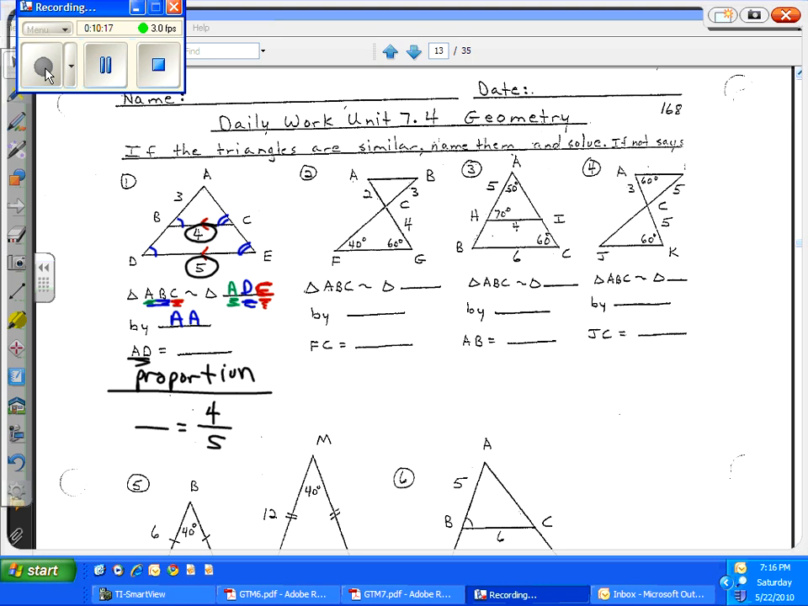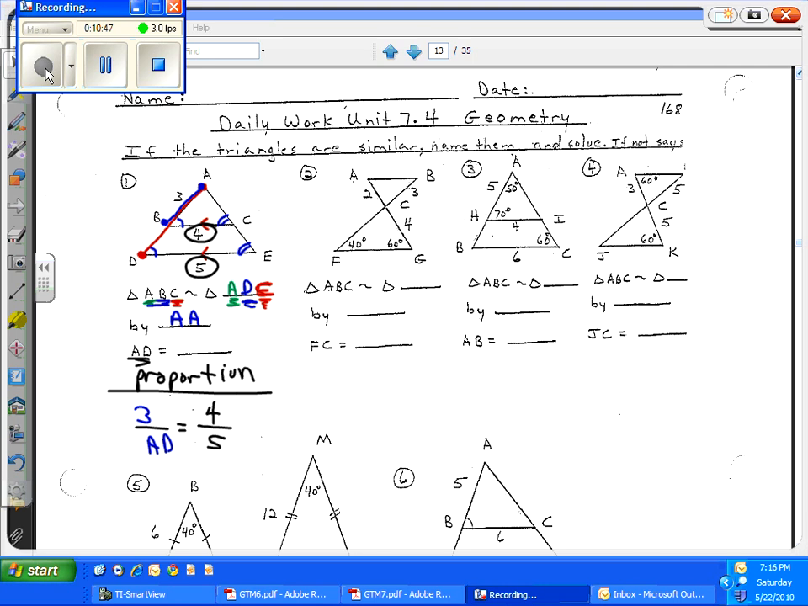Now, AD is left side of big triangle. We've got bottom of little, bottom of big, so we would need left side of little, which is 3, to left side of big, which is that whole side AD. See that? Bottom of little over bottom of big goes with left side of little to left side of big.